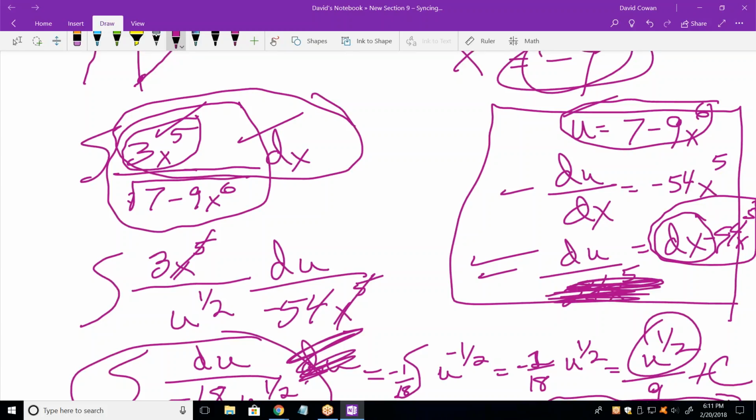But I think it's actually a little more understandable if you do it the way I did it the first time, where you actually solve for dx, because it's dx that you're substituting for. You have to substitute for that dx. And you're going to substitute du either times something or over something. All right, let's do another one.